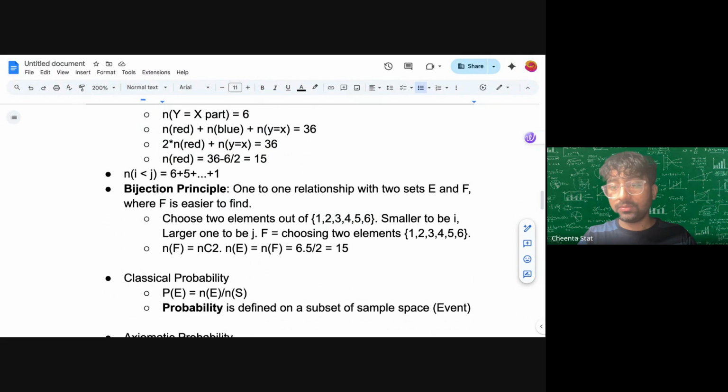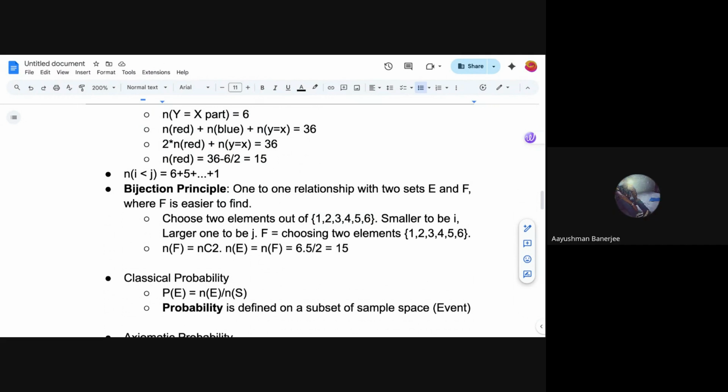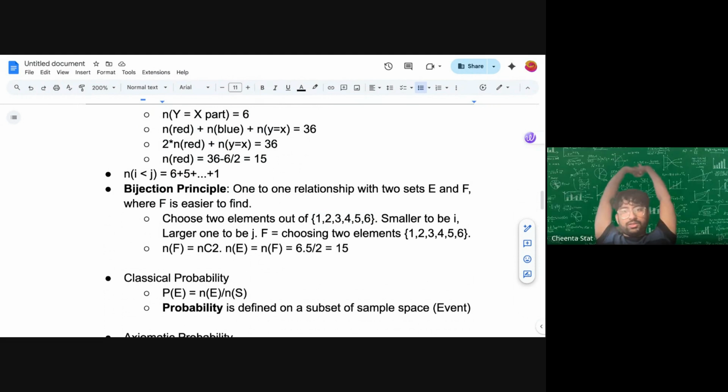Ayushman? Yeah, I'm thinking if I choose some other values, then that won't give me 15. Please tell me what you're thinking. Let's say you don't think about i comma j. Let's say you choose two numbers, 5 comma 2, or do not think of 5 comma 2. Let's say you choose two numbers.